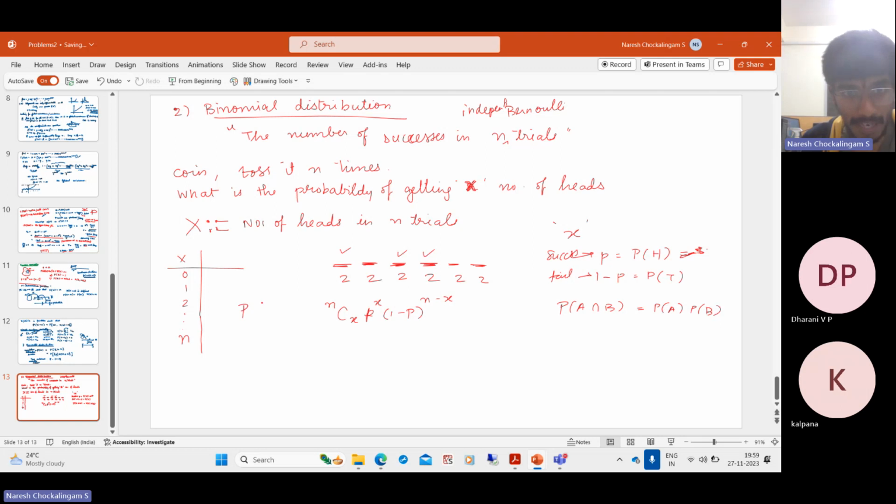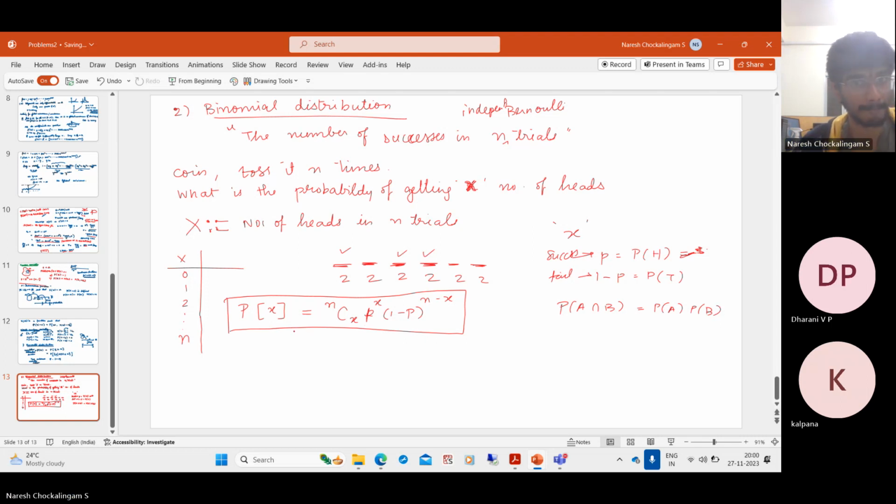So this is the probability mass function of the binomial distribution. And you know why it is called the binomial distribution? Because it is of the form of the binomial expansion. It's just like the binomial expansion, right?